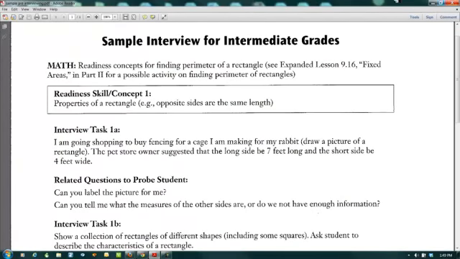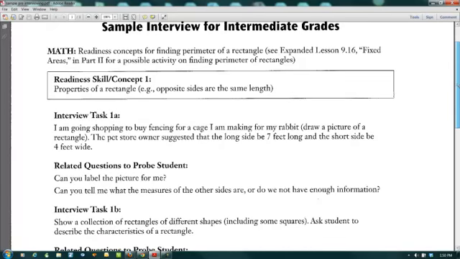If you take a look here, you'll see that I have an example, which you'll find on the D2L shell, and it's related to the idea of finding perimeter of a rectangle. So this may be something I might do at the beginning of the unit. I might have several of these across the board. If you're going to be teaching, for instance, measurement, this might be one lesson out of a whole group of them. This lesson, of course, would be around finding a perimeter and the use of measure to do that.